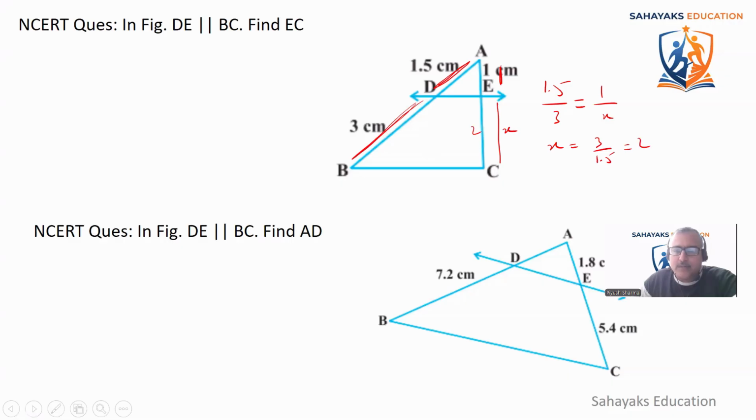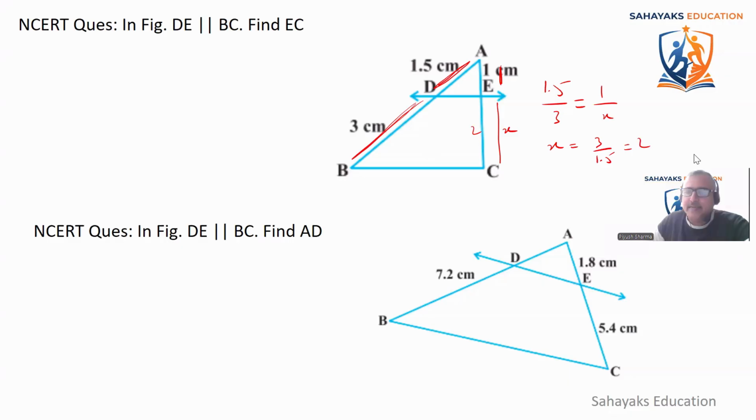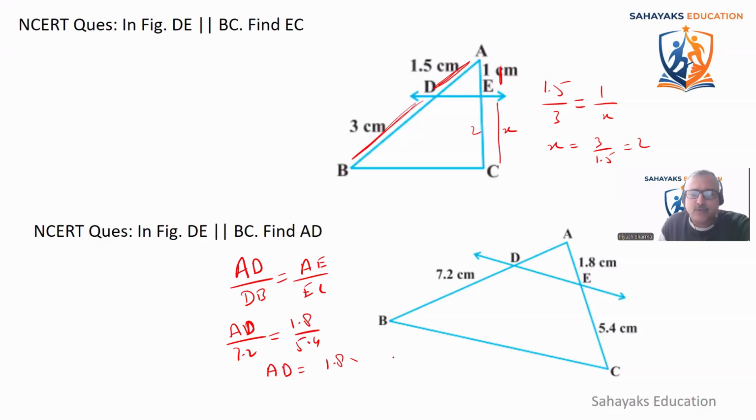Okay. Now, the other one where we have to find AD. For finding AD, it's the same thing. We can say AD divided by DB should be equal to AE divided by EC. Now putting the values, we'll say AD divided by 7.2 should be equal to 1.8 divided by 5.4. So AD should be equal to 1.8 into 7.2 divided by 5.4.